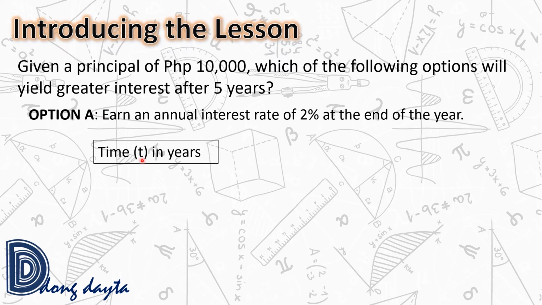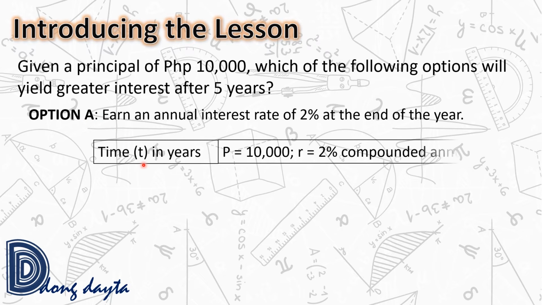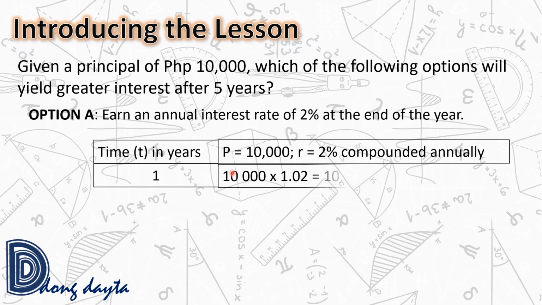Let us begin with option A. Let T be the time in years. And for our future value, we will use P is equal to 10,000. R is 2% compounded annually. At the end of the first year, the amount will be 10,200. That is 10,000 times 1.02. 1.02 is from 1 plus the rate, that is 2% in decimal, 0.02.